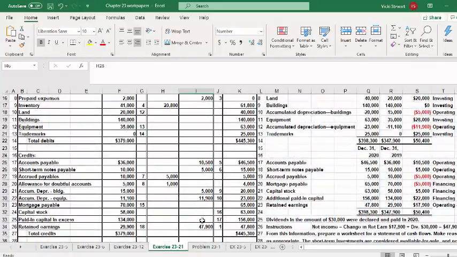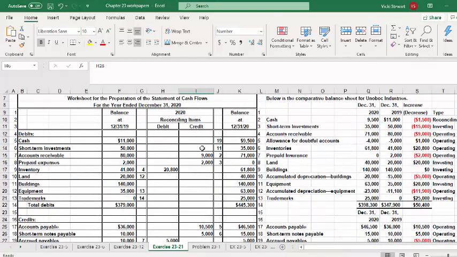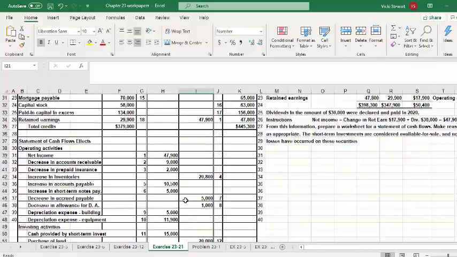So we're going to go back up to the comparative balance sheet and continue with the items that involve investing. The short-term investments decreased by $15,000. And then we go into the long-term assets, and land increased by $20,000. Equipment increased by $28,000. Trademarks increased by $25,000. So those are the items that would be included in the investing section of the statement of cash flow.